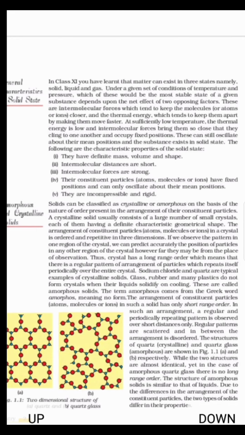So today we are starting a new session in which we are discussing class 12 chemistry in detail. We are starting the first chapter, solid state.